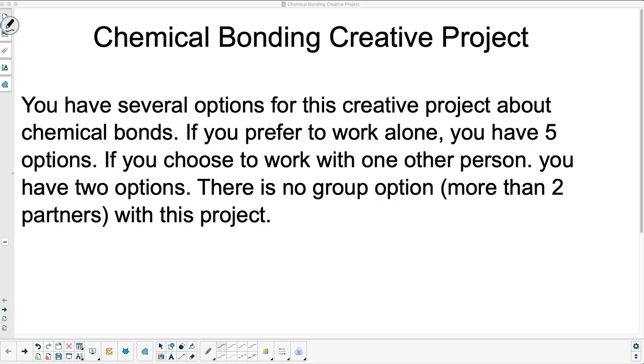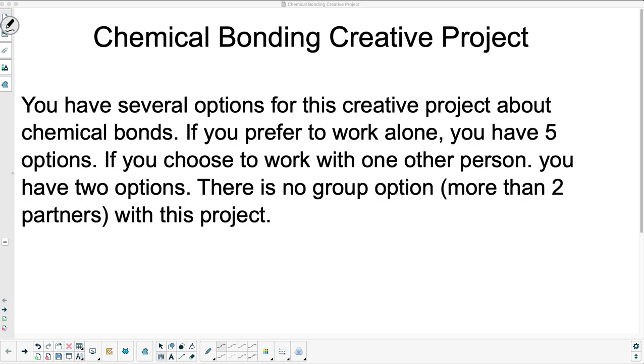You have several options for this creative project about chemical bonds. The chemical bonds I'm talking about, of course, are ionic bonds, metallic bonds, and covalent bonds, and those covalent bonds can be broken down into polar covalent bonds and non-polar covalent bonds. And I'll talk about where to find this information if you don't already have it in your notebook.